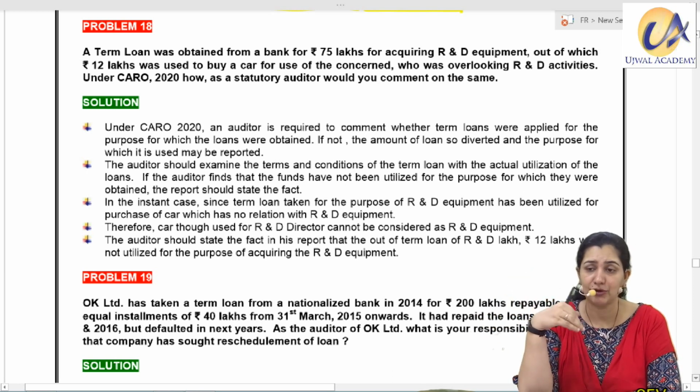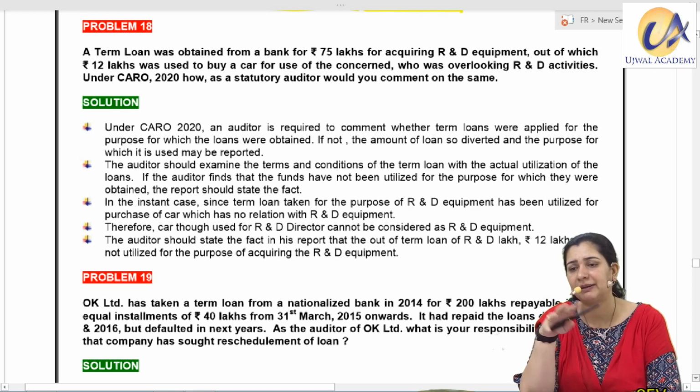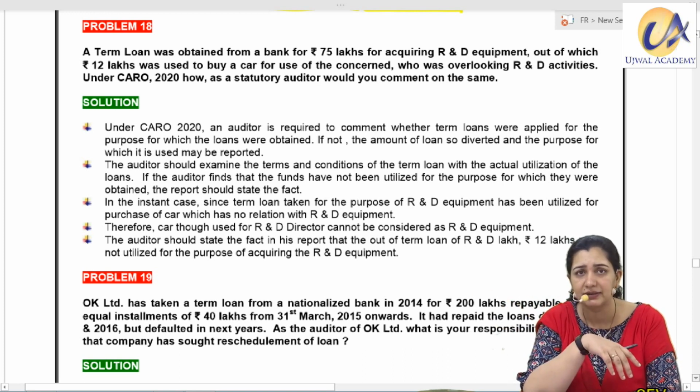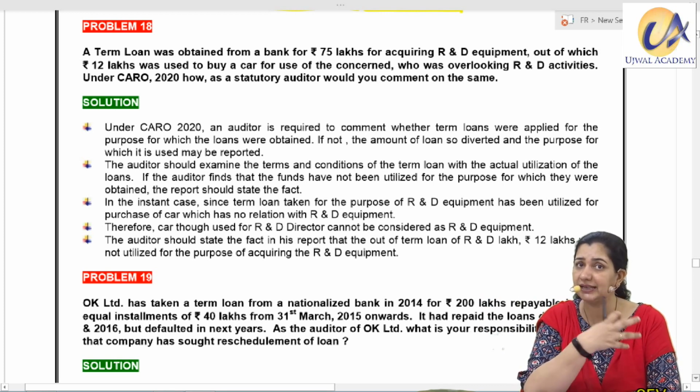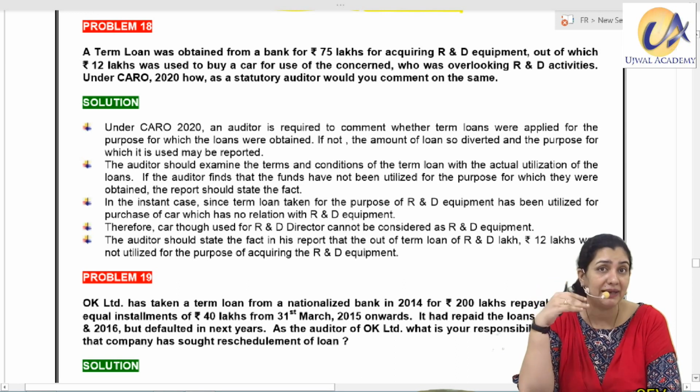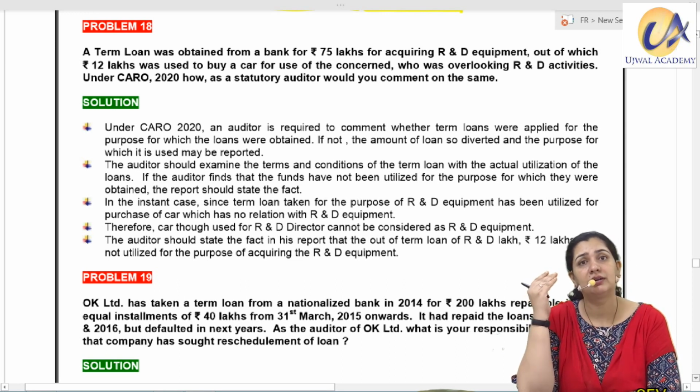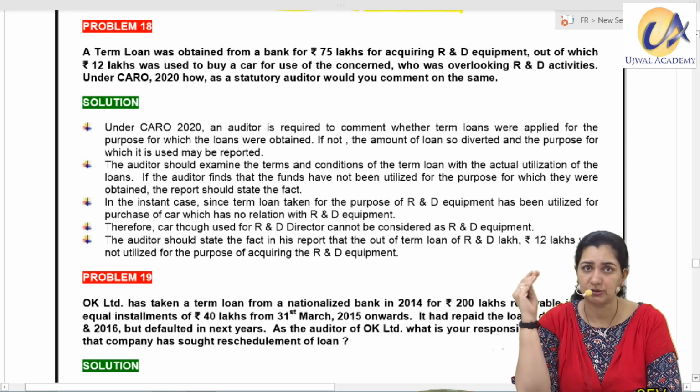So loan was taken for buying research and development equipment. Here they are buying a car for the research and development head. Is it correct? No. So loans taken, we have to see whether it is properly repaid in time, whether it is used for the purpose that it was obtained for. So this is that point.